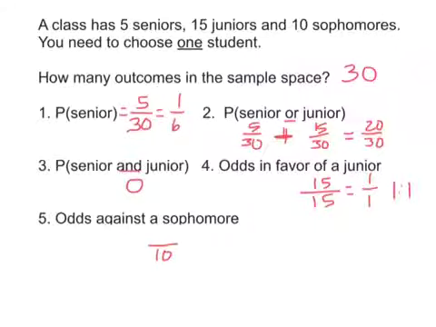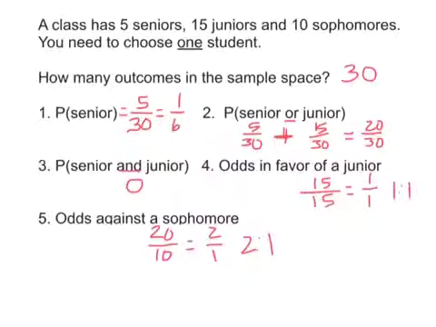And now the numerator is going to be the number of students in the class who are not sophomores. Well, there's 5 seniors, 15 juniors. That's 20 students that are not sophomores. That goes in the numerator. So 20 over 10, or 2-to-1. You can write it like that as well. So for every time not a sophomore is chosen, there's one time that a sophomore would be chosen.